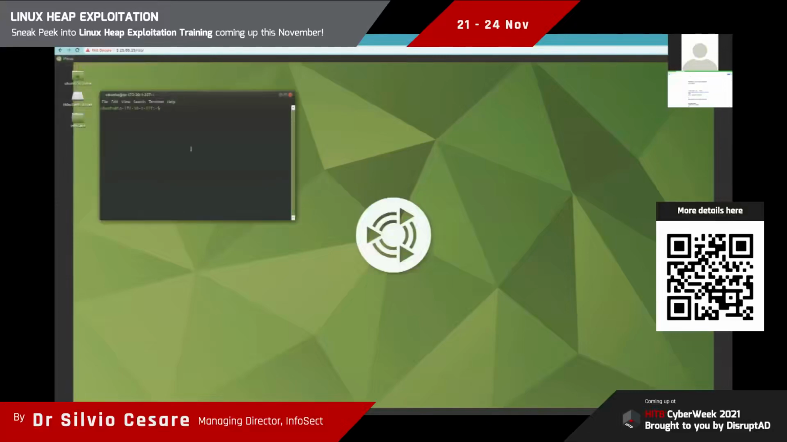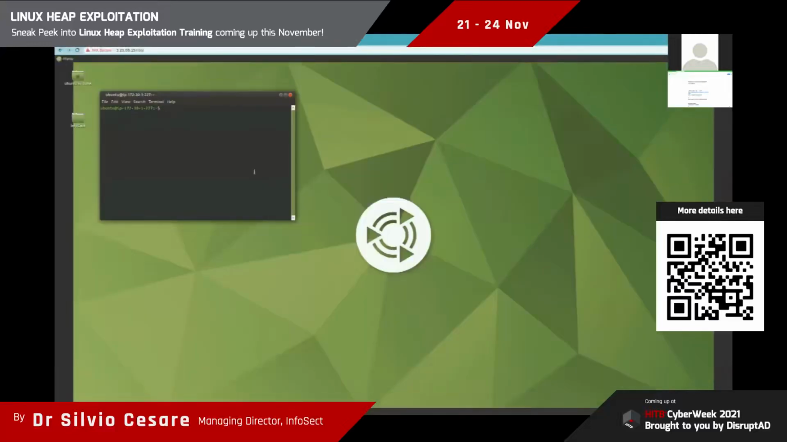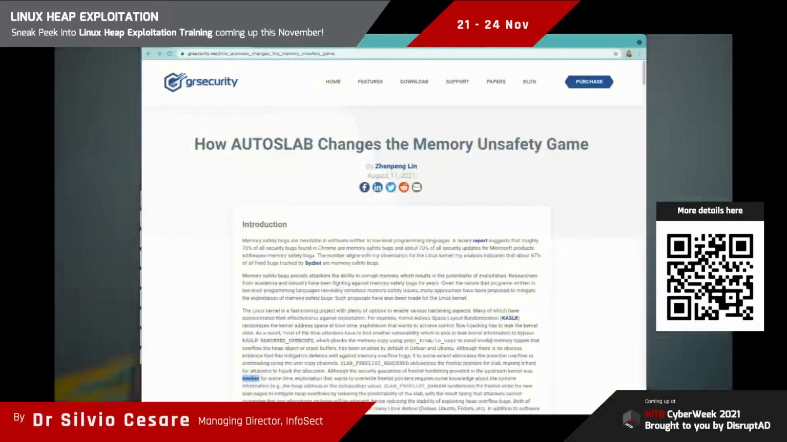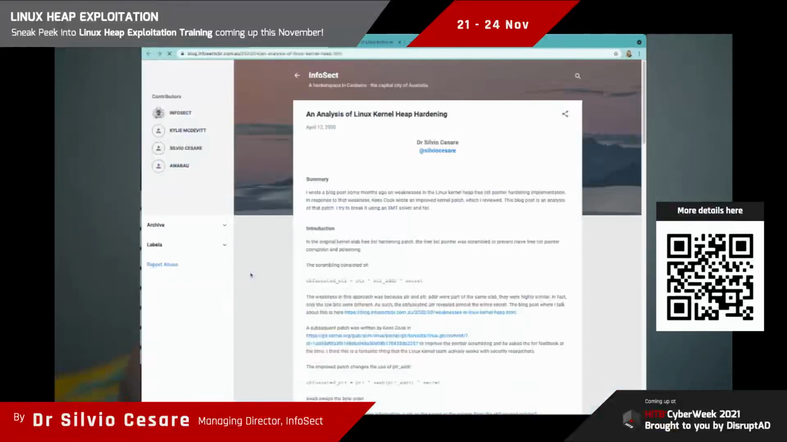The labs are running on Ubuntu 20.04, the latest version of that, which is the LTS release of Ubuntu, the most recent LTS release as well. It was very nice of GR Security to quote one of our bits of research at InfoSect where we attacked the Linux kernel heap allocator from a year or two ago, and we'll talk about some of the weaknesses in that Linux kernel heap allocator implementation and how it was fixed. And it's very nice of GR Security to talk about that in one of their recent blog posts.